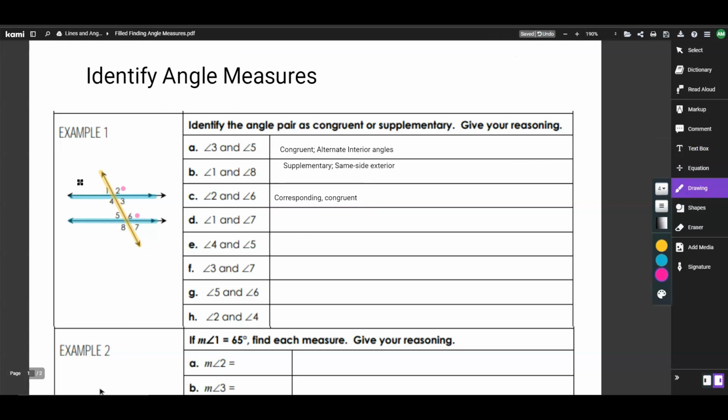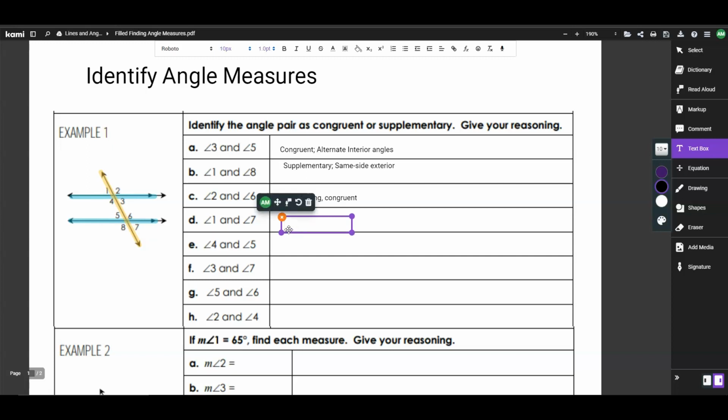Okay, so the next one makes more sense to identify the angle pair first and then the relationship. So then we have angle 1 and angle 7. Angle 1 right here, angle 7 here. And those are going to be alternate exterior angles. They are on opposite sides of the transversal, and they are outside the parallel lines. And so they are congruent angles.